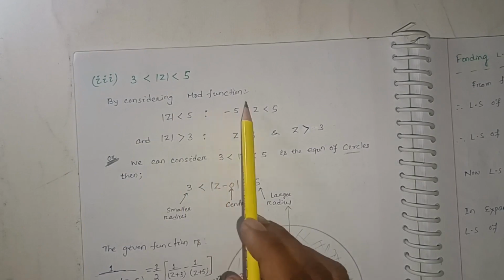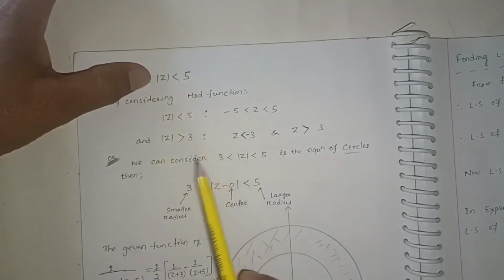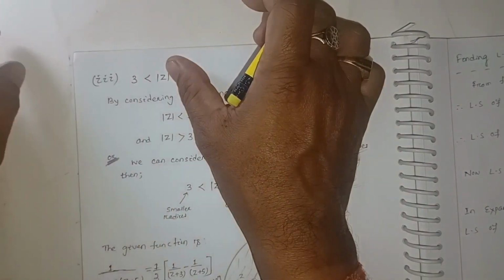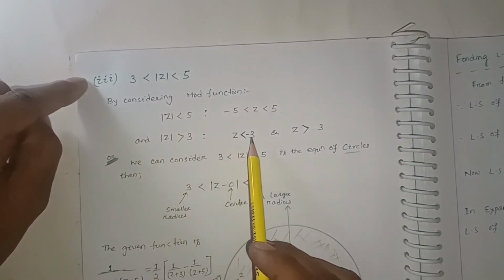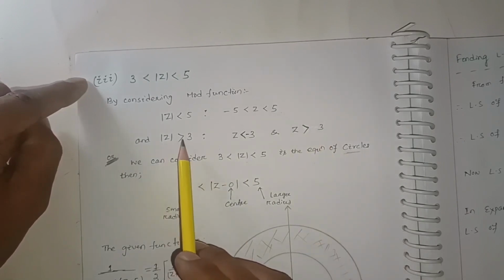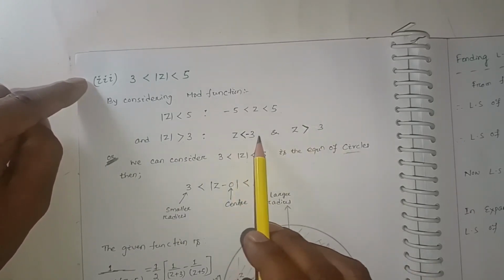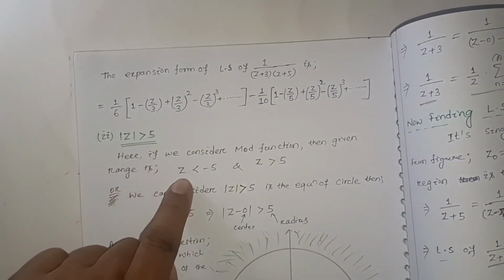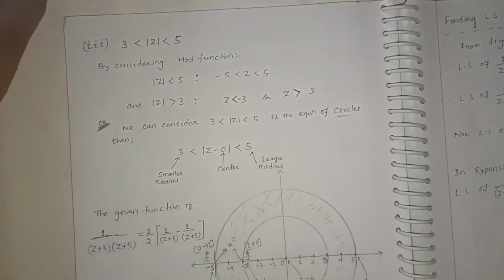First we are going to consider the mod function. Here you can see, if I consider |z| < 5, what is the range? The range is -5 to 5. Then I consider |z| > 3. |z| > 3 means z is less than -3 and z is greater than 3. Already we discussed this case: |z| > 5 means z is less than -5 and z is greater than 5. Same thing I have written here.